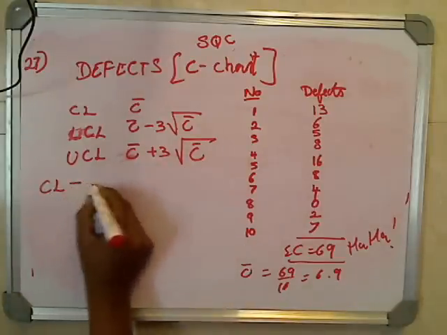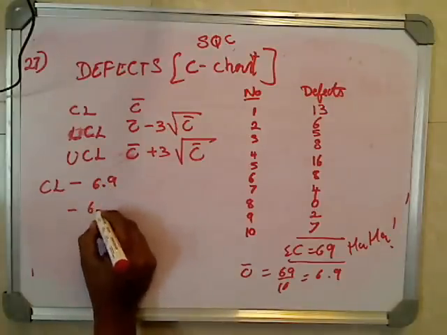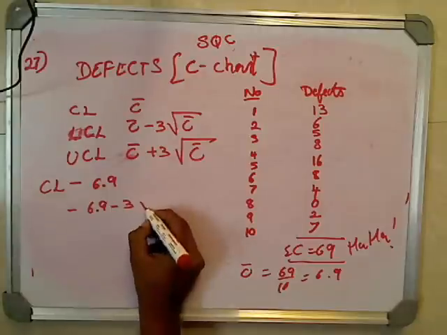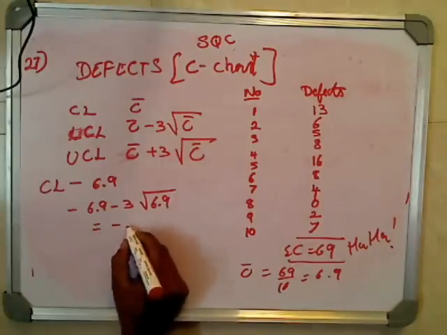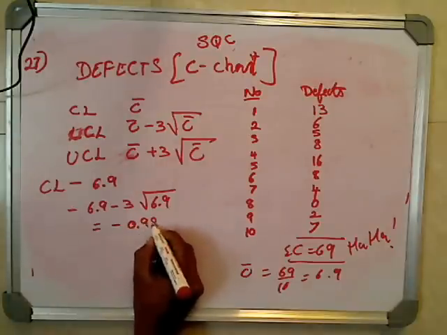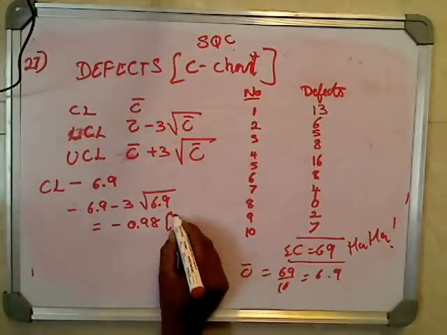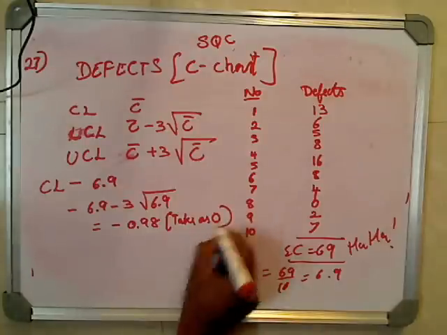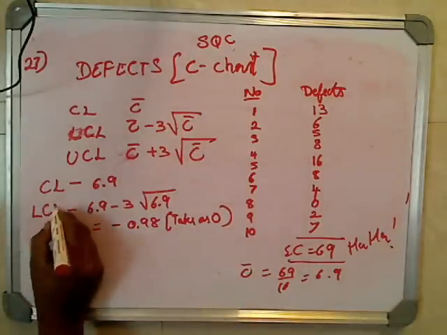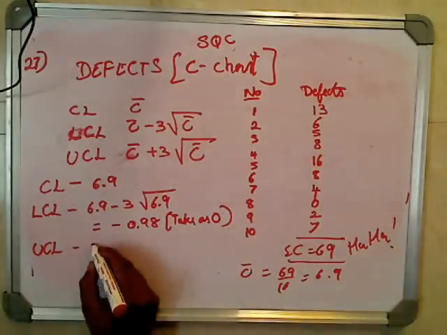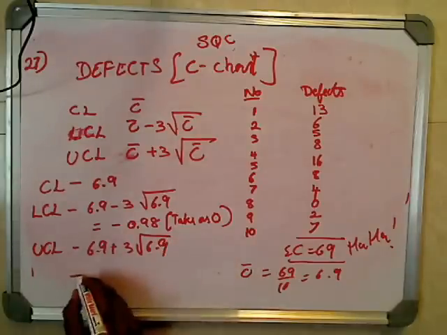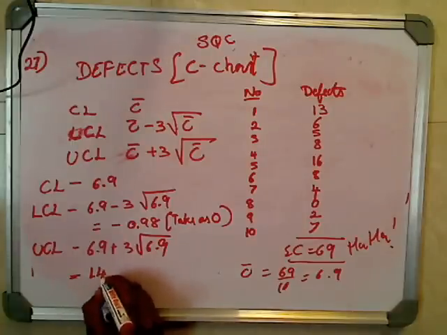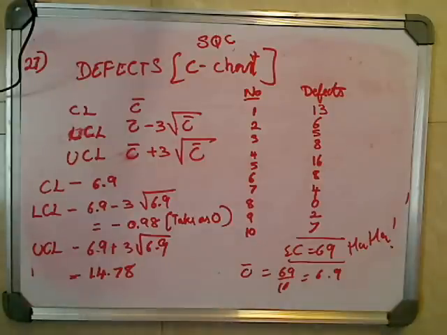So CL here would be 6.9. LCL is 6.9 minus 3 square root 6.9. This gives me the value minus 0.98. Like I said, you can't have minus defects, so you take it as 0. The next that you have here, the upper control limit, is 6.9 plus 3 square root of 6.9. This should give you the answer as 14.78. And let me double check if this verifies with the book, and it does.